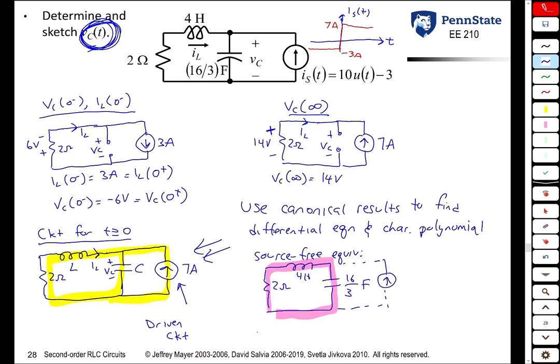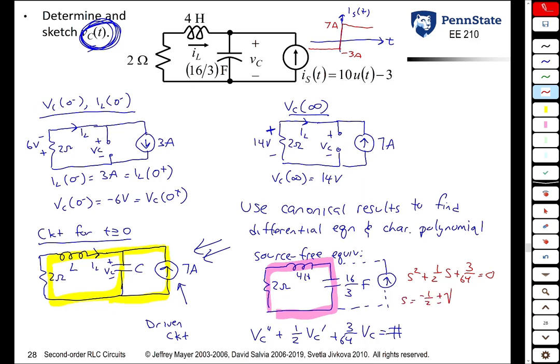The differential equation should be Vc double prime plus R over L times Vc prime, so it's 1/2 Vc prime, plus 1 over LC times Vc, or 3/64 Vc, is equal to some number. We actually don't care what this number is at this point because all we're interested in is the form of the characteristic polynomial. So the characteristic polynomial is s squared plus 1/2 s plus 3/64 equals 0. You find the roots.